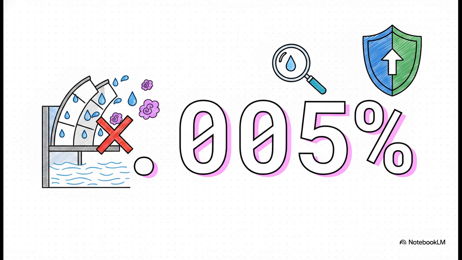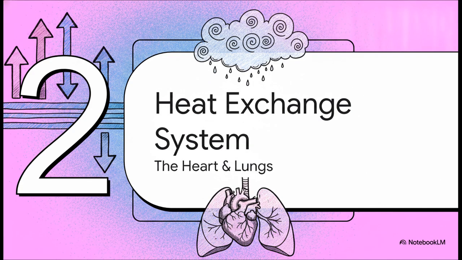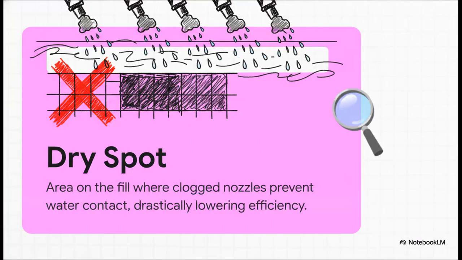Moving right along to section 2, the middle heat exchange system. If the top is the exhaust, this middle section is definitely the heart and lungs. This is where the real magic happens, the crucial evaporation and physical heat transfer. Right at the top of this middle section, you've got spray nozzles firing hot water downward.